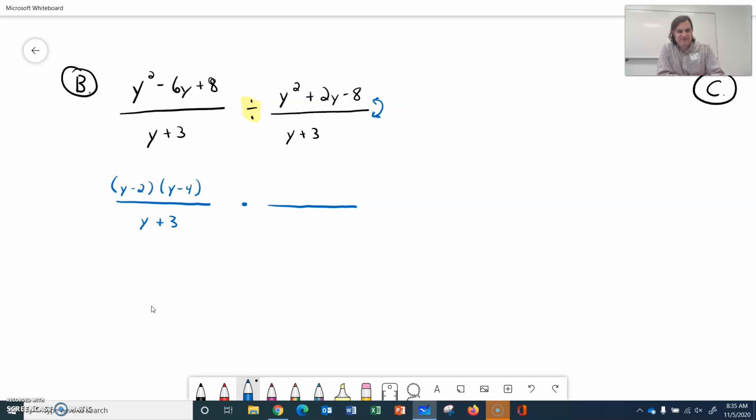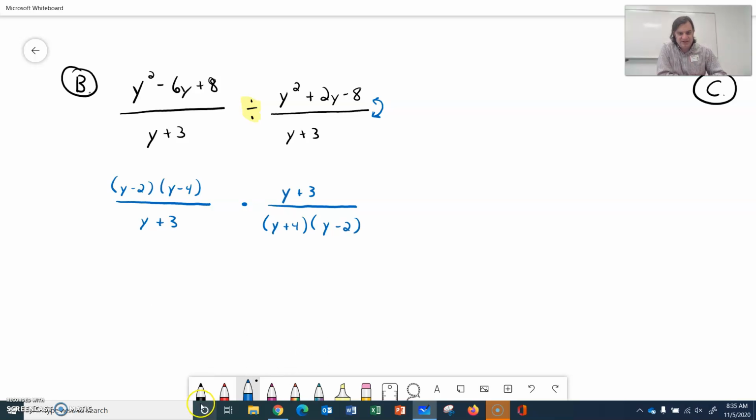Now the second fraction we said we would flip and turn this to multiplication, so the y plus 3 in the bottom ends up on top. And then the numerator will end up in the bottom. Let's see if we can factor it. Y squared plus 2y minus 8. I believe that factors into y plus 4 and y minus 2.